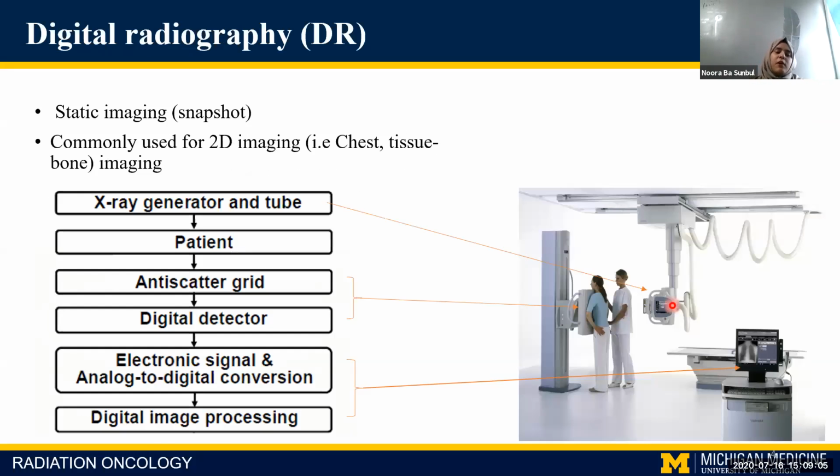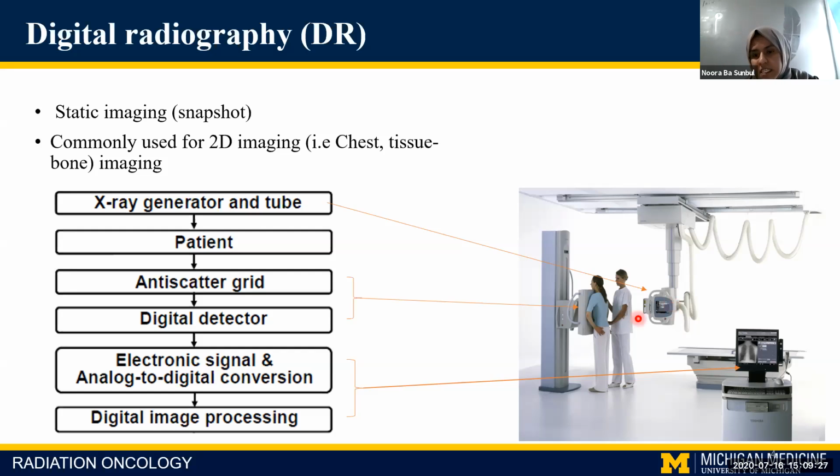So let's talk about the first modality, which is called digital radiography. It's the regularly used modality for getting 2D images. It's just a static image, a snapshot of a specific part of the body. It's basically used in the chest region, where we can differentiate between the bone and tissues.